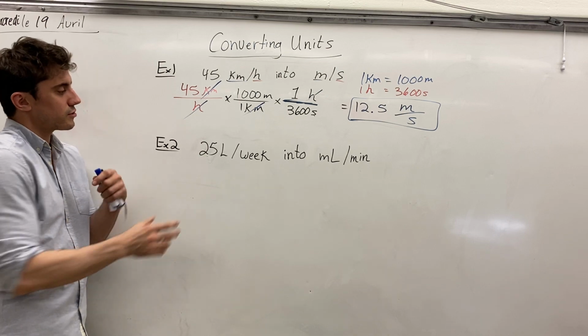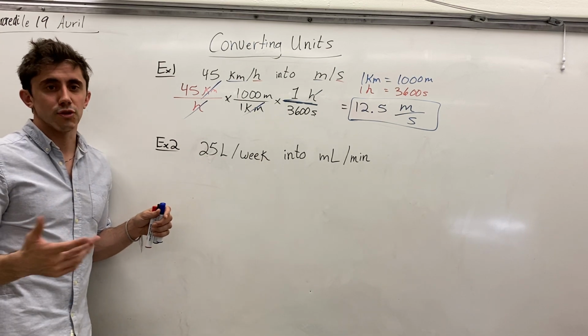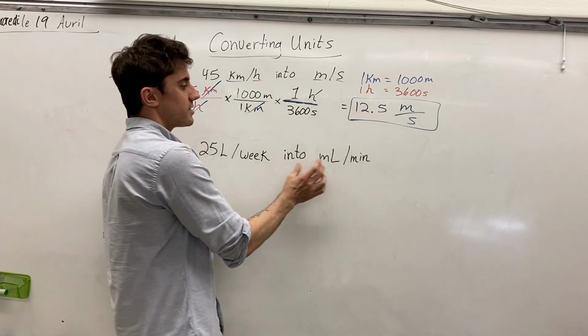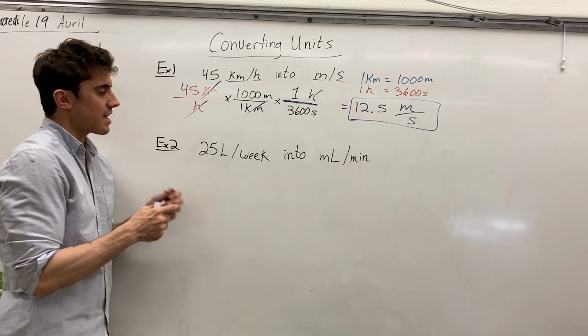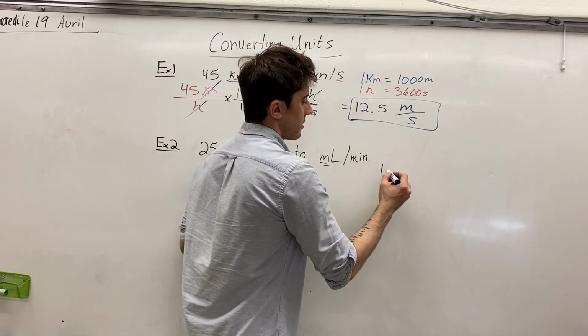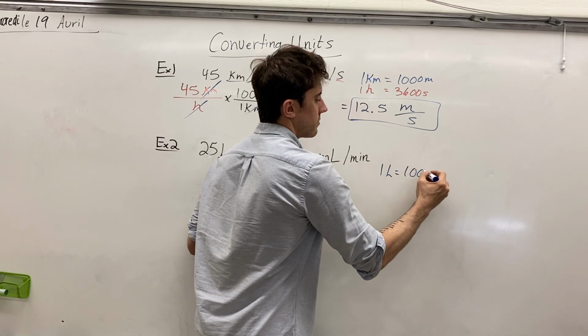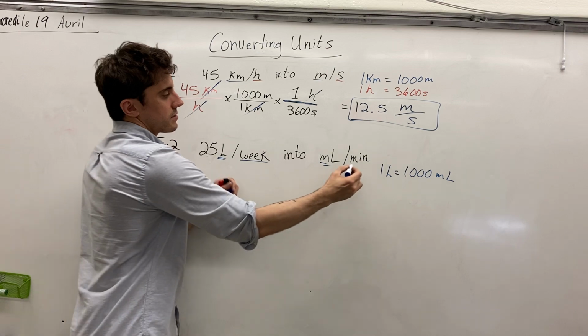Example 2, we're going to look at 25 liters per week. Let's say that's some quantity of water that some human drank. And we're going to convert that into milliliters per minute. So let's first establish two relationships, one between liters and milliliters. Of course, 1 liter is 1,000 milliliters. And secondly, we have weeks into minutes.